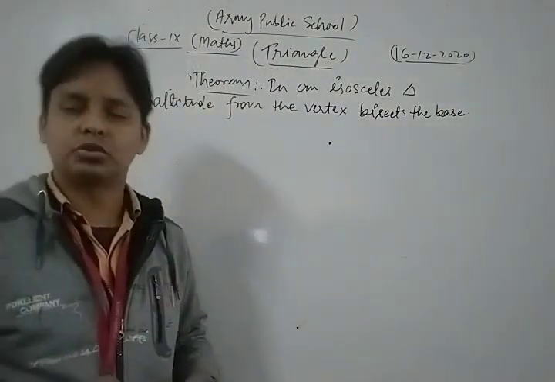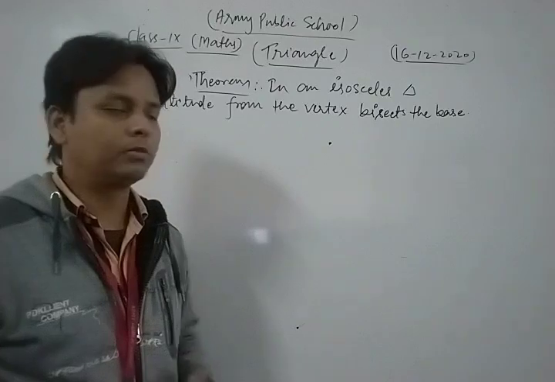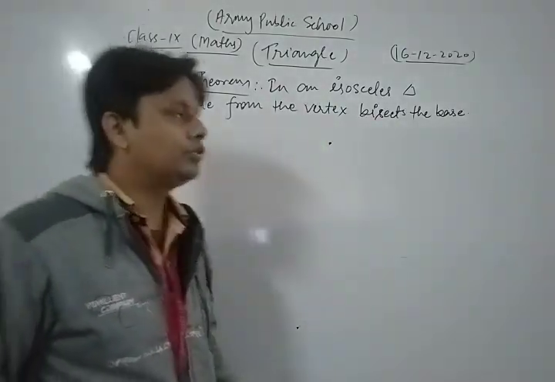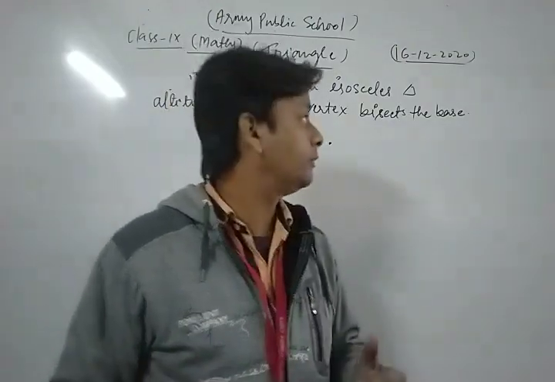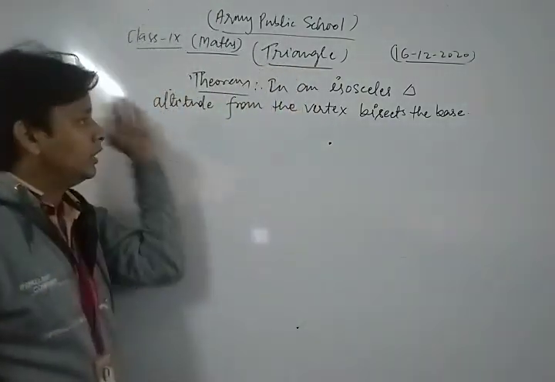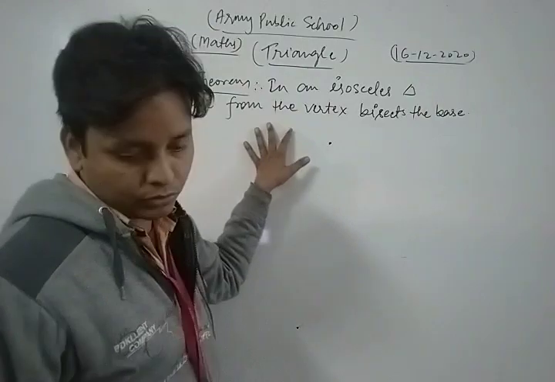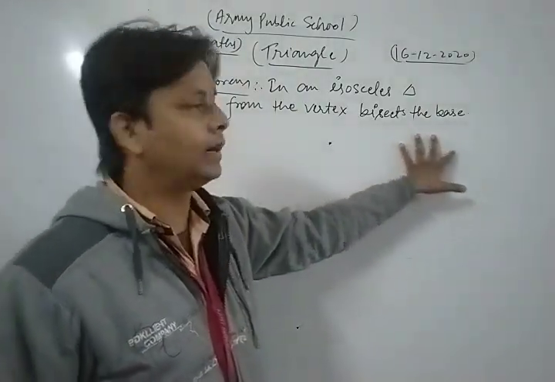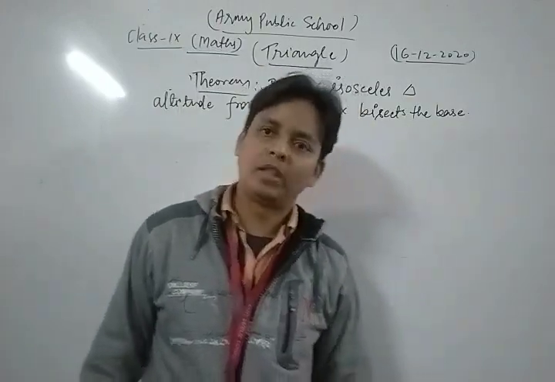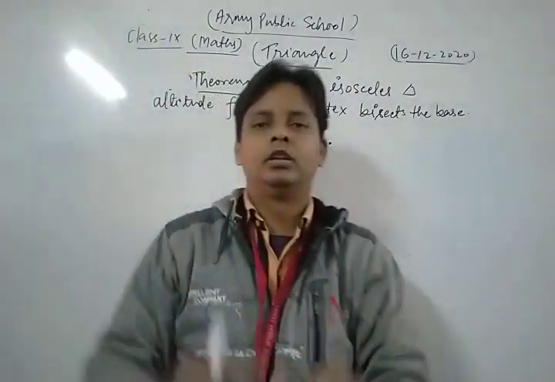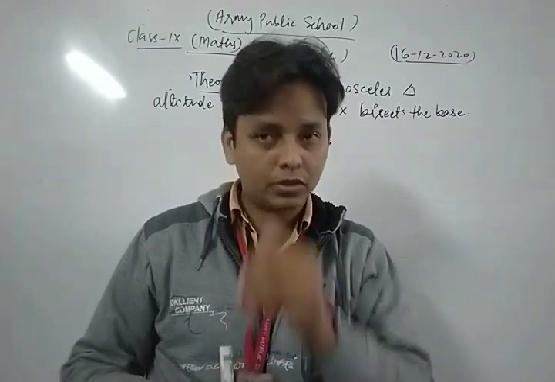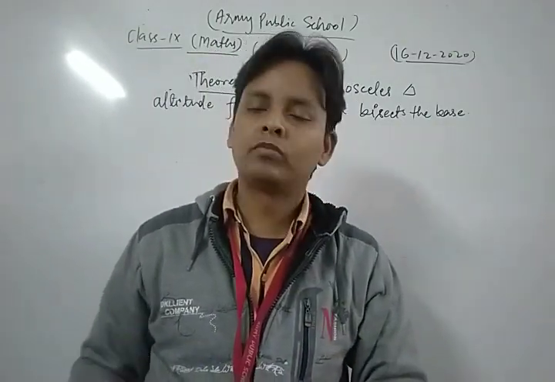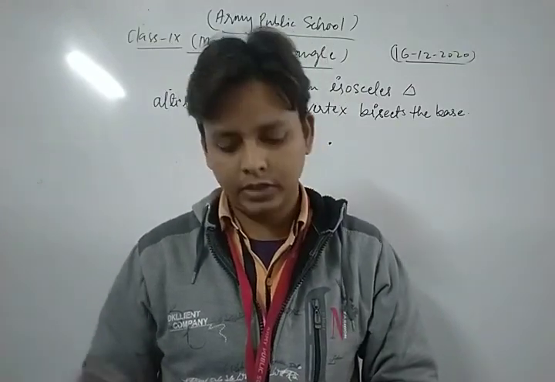Okay, listen, this is the question here. This is a very important theorem of your syllabus. We have to show that in an isosceles triangle, the altitude from the vertex bisects the base. Dear student, in this type of theorem question, first of all we write the given, then the construction if any, then we write the proof.